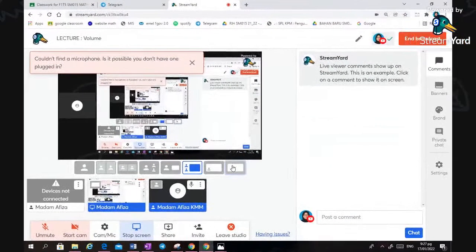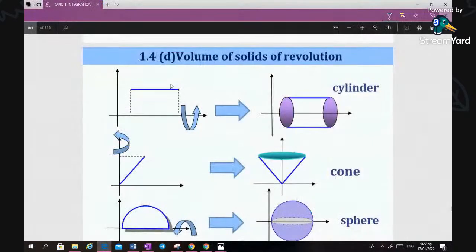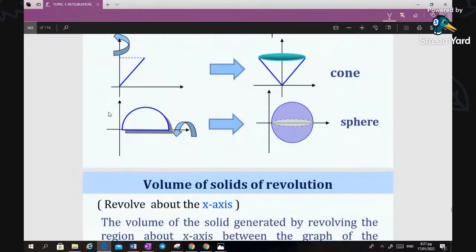And the other one, if we rotate this line about the y-axis, we will get a cone. And this one will give you a sphere.